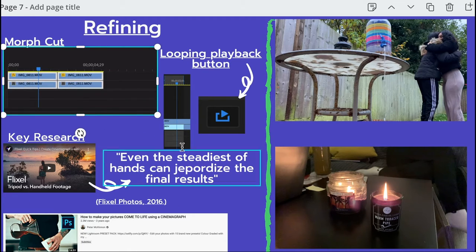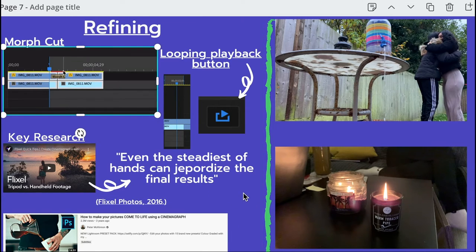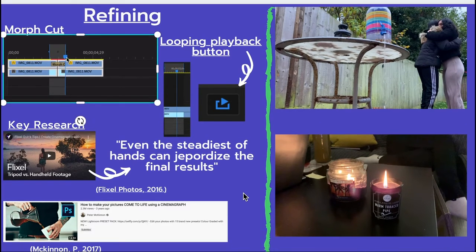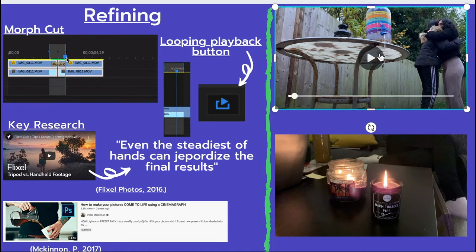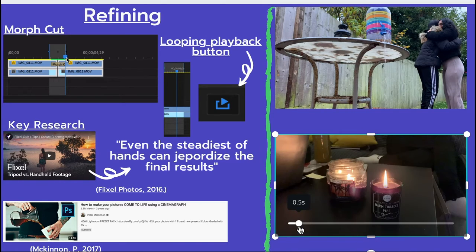And looking at some more key research and videos that I used, there was a quote from one video that basically said, even the steadiest of hands can jeopardize the final results. So this was when I resorted to using a tripod for these two cinemagraphs, and they worked really, really well. You can see the water flowing there, and the flame on this one worked really well as well.